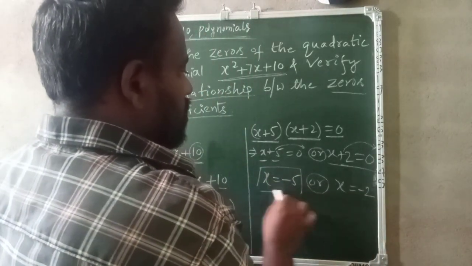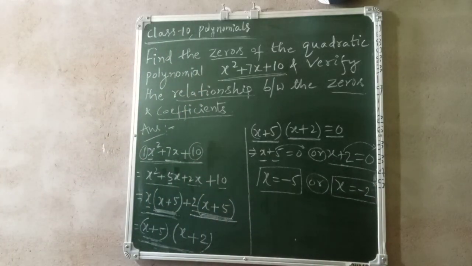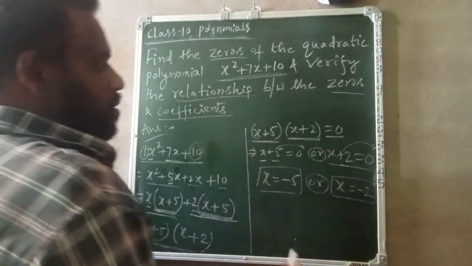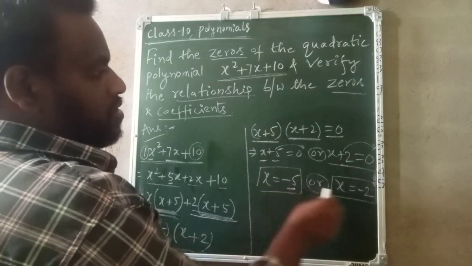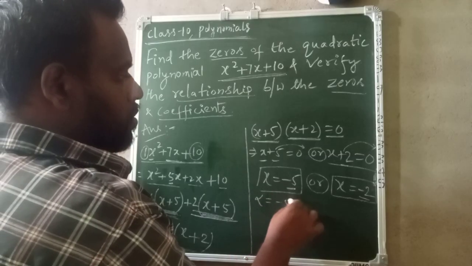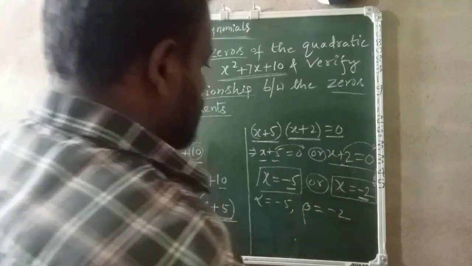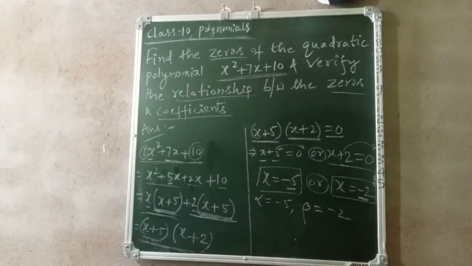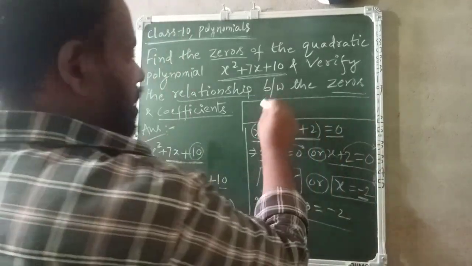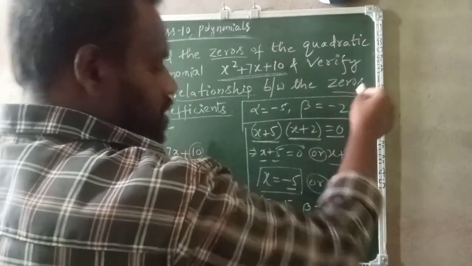Now see, these are the zeros. So one part of the question is done. Minus 5 is different, minus 2 is different. I will take this minus 5 as alpha is equal to minus 5, and this minus 2 as beta is equal to minus 2. These are the zeros we got. I will write here separately: alpha is equal to minus 5, beta is equal to minus 2.